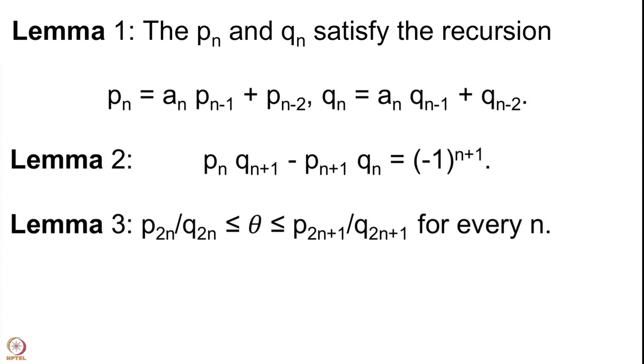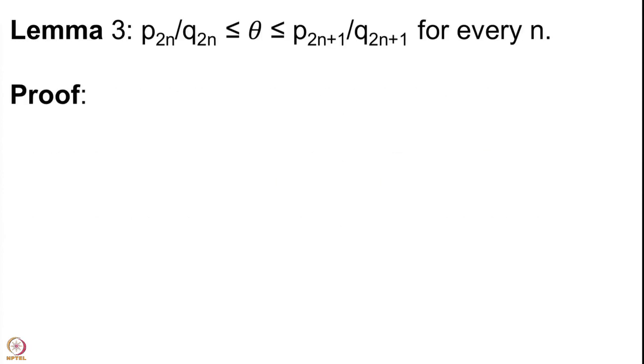Now there are these three lemmas that are remaining to be proved. So Pn and Qn should satisfy the recursion, the difference of the two successive convergents, and that theta is sandwiched between the even and the odd convergents. So now I am going to prove the third lemma, that P2n upon Q2n is less than or equal to theta, which is less than or equal to P2n plus 1 upon Q2n plus 1. Naturally, this proof will follow by the method of induction.